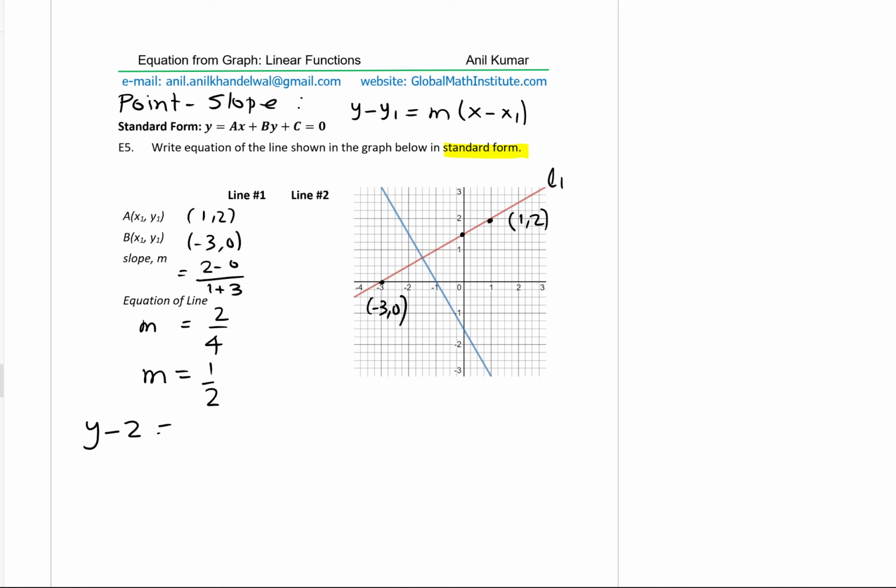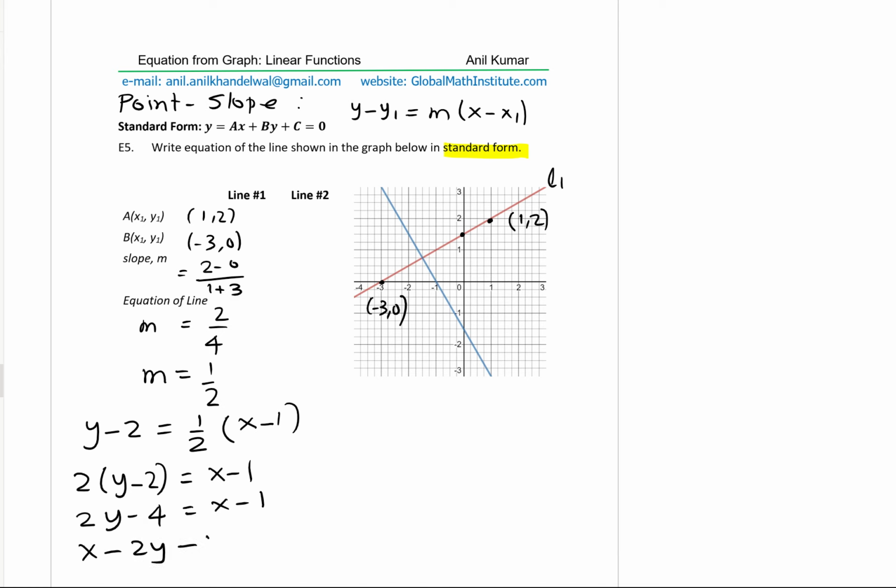Y minus y1 equals slope m, which is half, times x minus x value, which is 1. We can cross multiply, so we get 2 times y minus 2 equals x minus 1, open the bracket, 2y minus 4 equals x minus 1, and bring them together. When you bring them together, the coefficient of x should always be positive. So we'll bring all these terms to the right side. So we get x minus 2y minus 1 plus 4 equals 0.